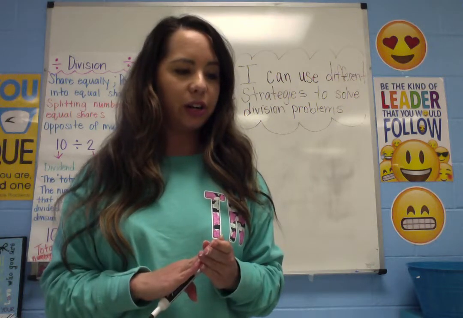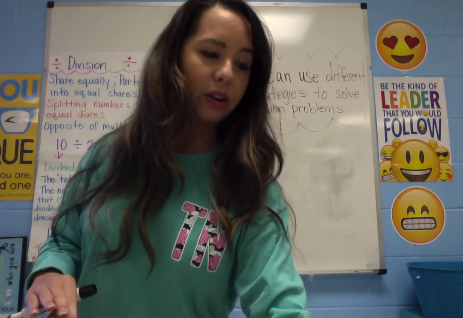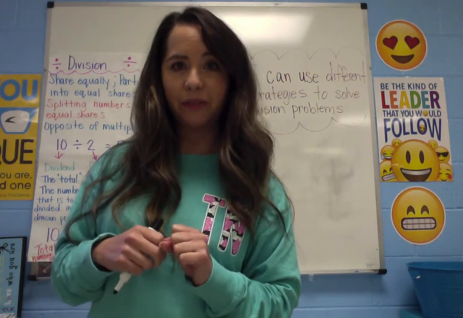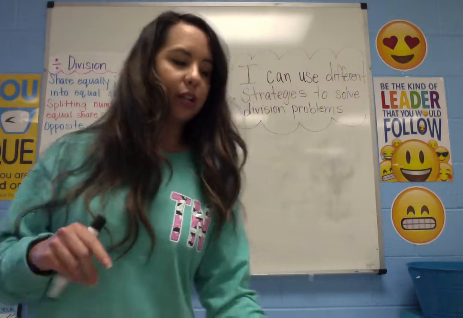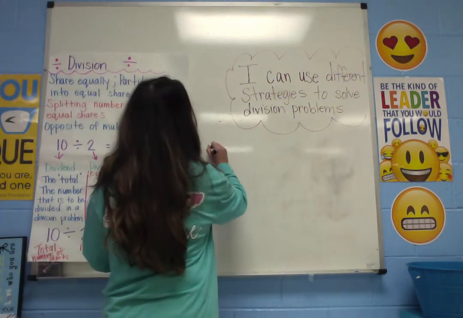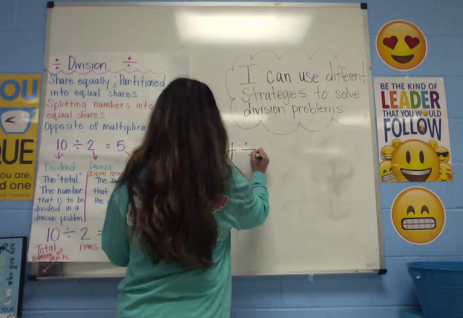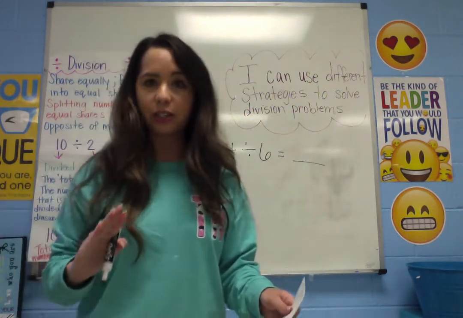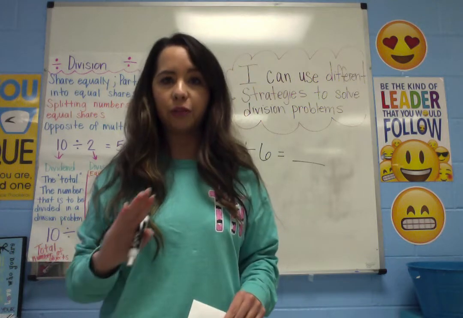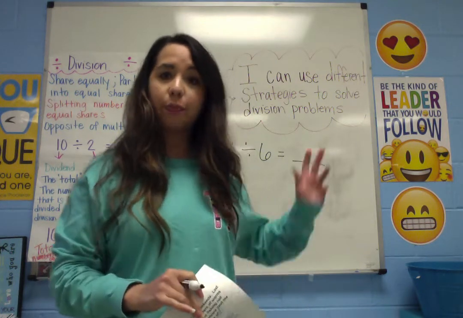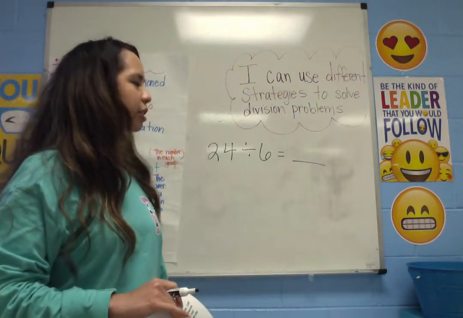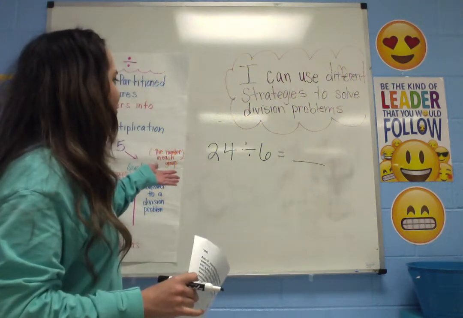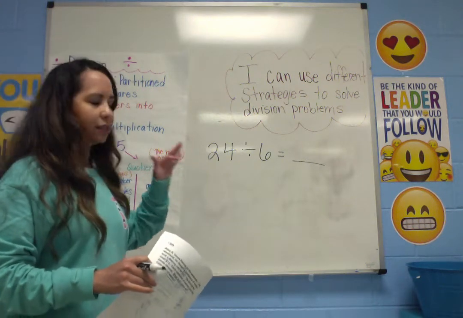All right, so let's start. I have some strategies today that you've already learned, but we are reviewing. So let's start with my favorite, equal groups. So let's say we have to solve 24 divided by 6. Okay, now remember, all of these are strategies, and you guys are going to have your favorite ones, but for the assignment, you will have to apply and use these strategies that I'm going over to complete your assignment. All right, so again, equal groups. 24 divided by 6 equals blank.